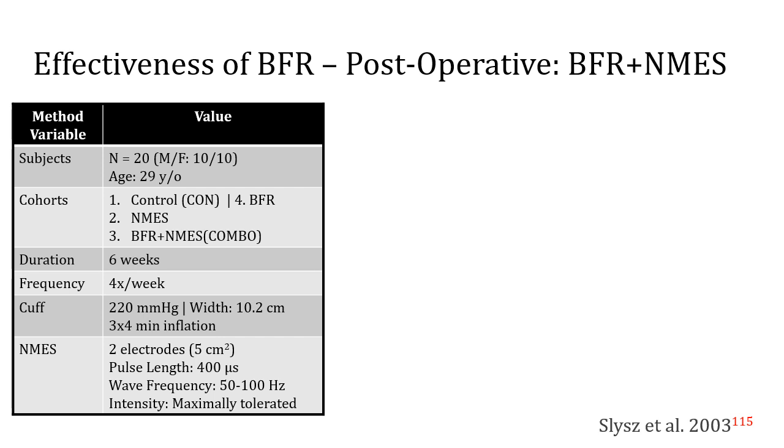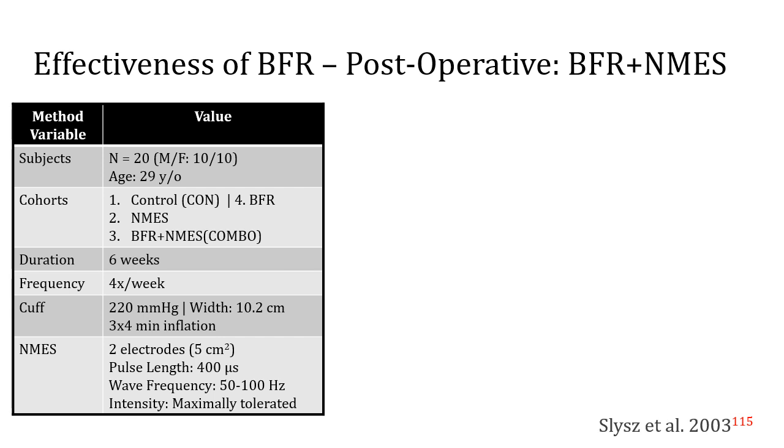This study was unique in the sense that it looked at the combination of blood flow restriction training as well as NMES. So it took 20 healthy individuals, males and females, 29 years of age. They had 4 groups: a control, an NMES, a BFR, and then a combo group. They trained 4 times a week for 6 weeks. The cuff pressure was arbitrarily set at 200 millimeters of mercury.